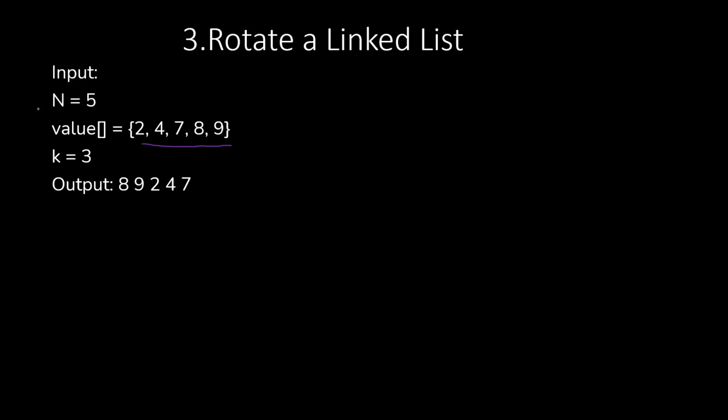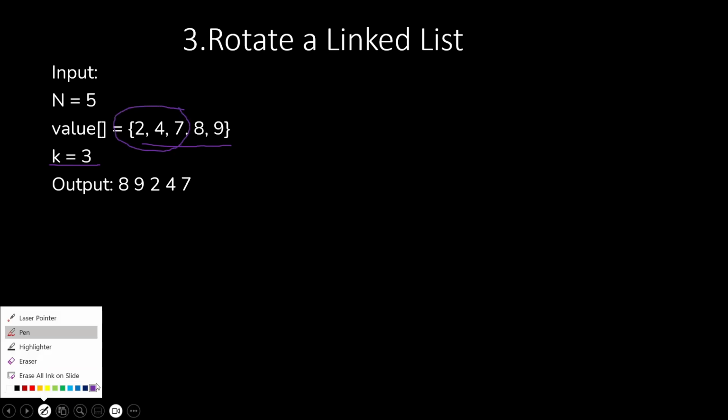Now we have 5 as the length of the linked list. Now k equals 3. What this k is saying is we have to left shift this. By left shift we mean we have to rotate the left side values. After rotation, what will happen? Here k equals 3, right? Now take 3 values from the starting. So these will be the 3 values here.